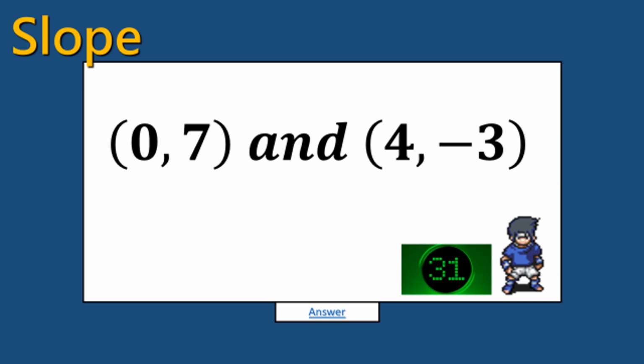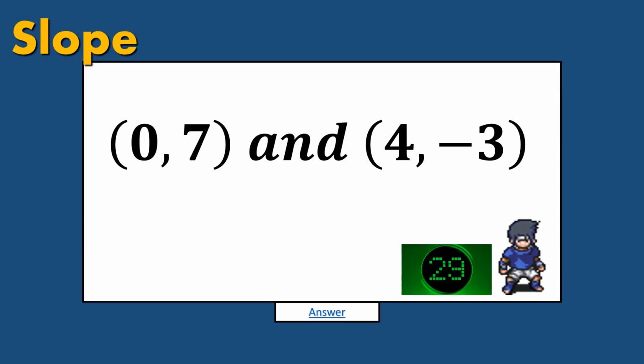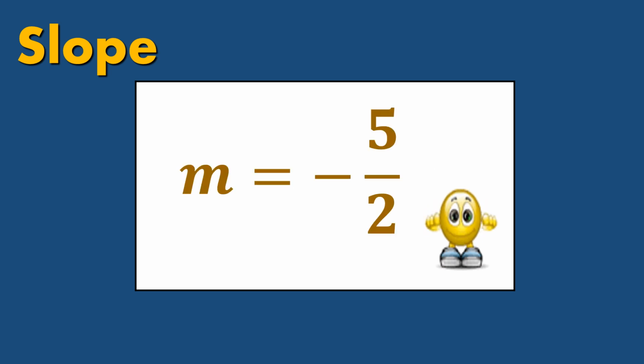The next given is (0, 7) and (4, -3). This time, the slope is -5 over 2.